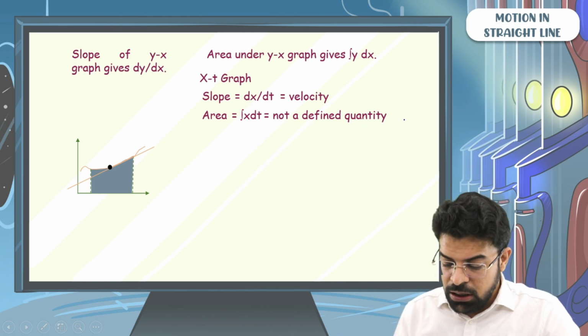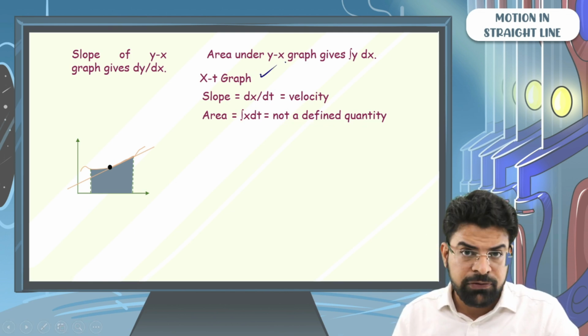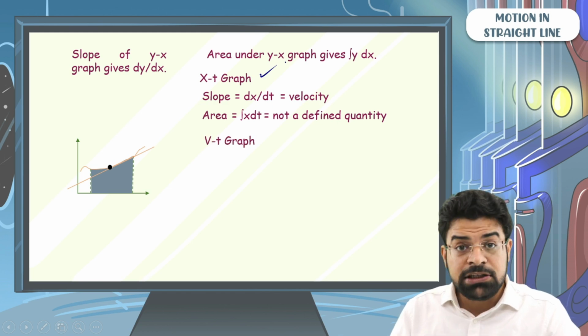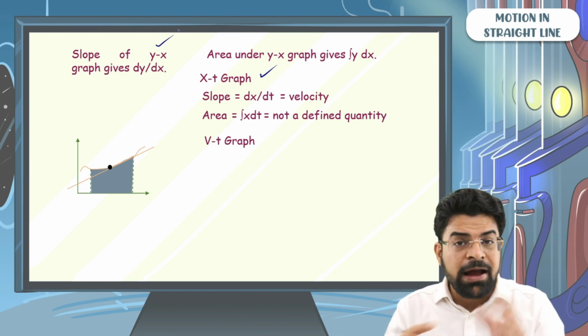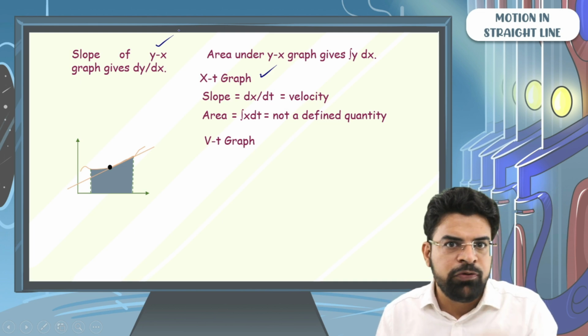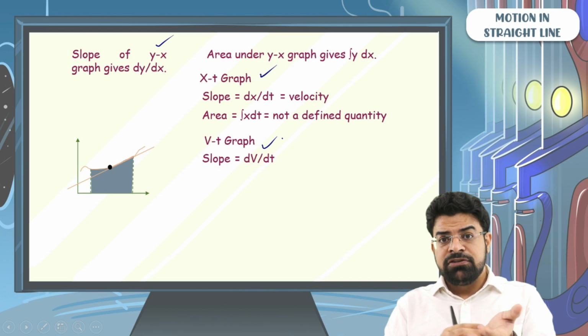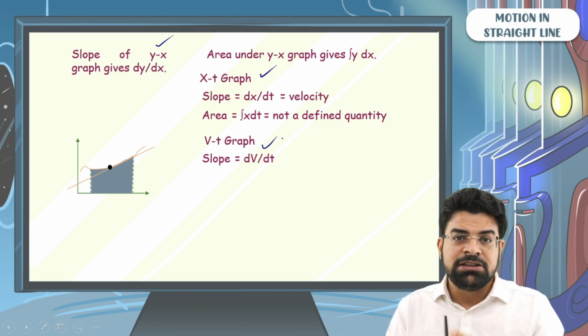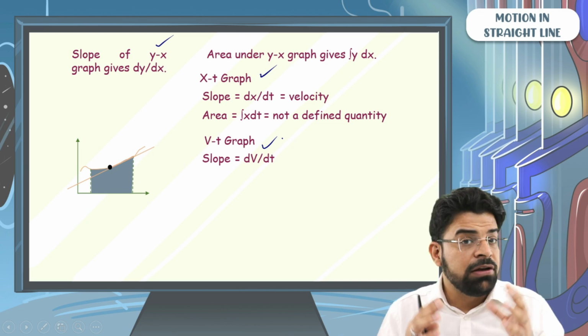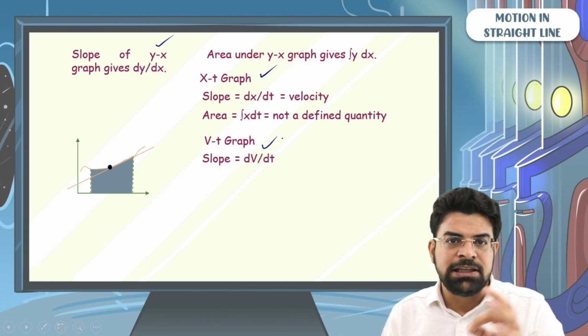Now rather than having an xt graph, if we have a vt graph, then just like the slope of the y-x graph gives us dy by dx, the slope of the vt graph will give me dv by dt. What is dv by dt? It is the rate of change of velocity with respect to time, and the rate of change of velocity with respect to time is nothing but acceleration.